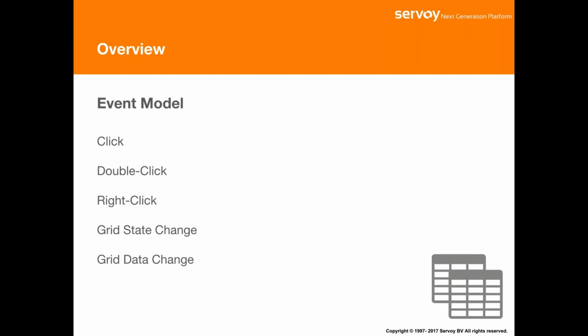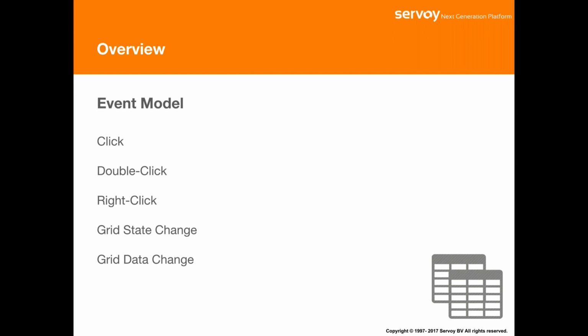One thing that I didn't really show, but that is supported, is the event model. So we support all the clicks, as well as whenever the grid state changes. And by grid state, I mean not the data, but the structure of the grid. If you were to reorder columns, resize them, change the grouping, etc., that would trigger an event.